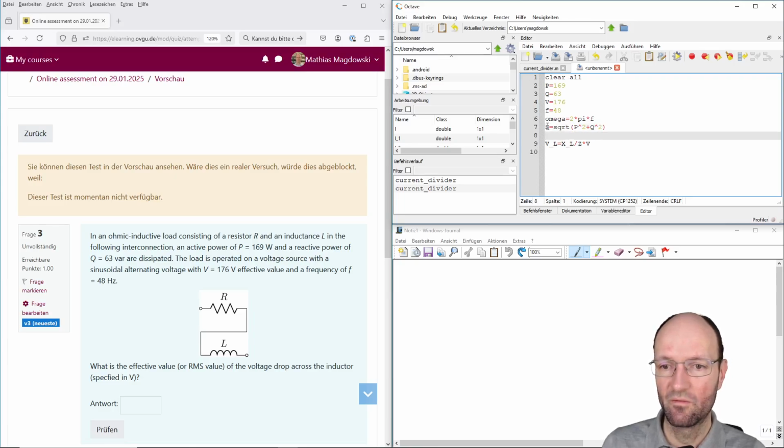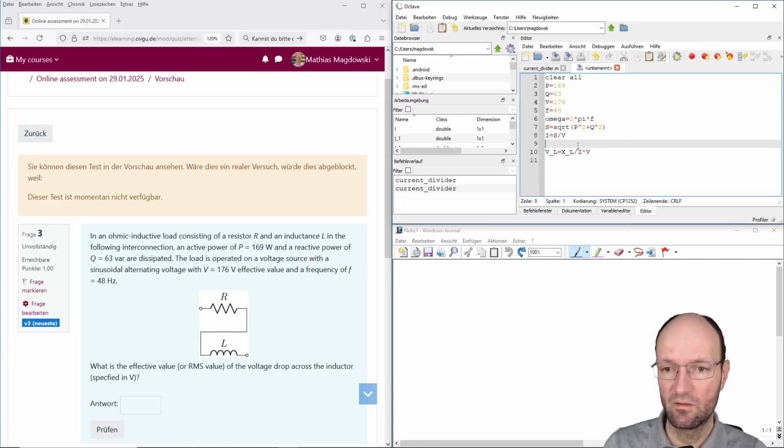And from S and V, we can calculate the current. So the current is S divided by the voltage. And so if we have current and voltage, we can calculate this impedance, which is voltage divided by current. Okay, so then the last thing that we need to know is this reactance of the inductor.